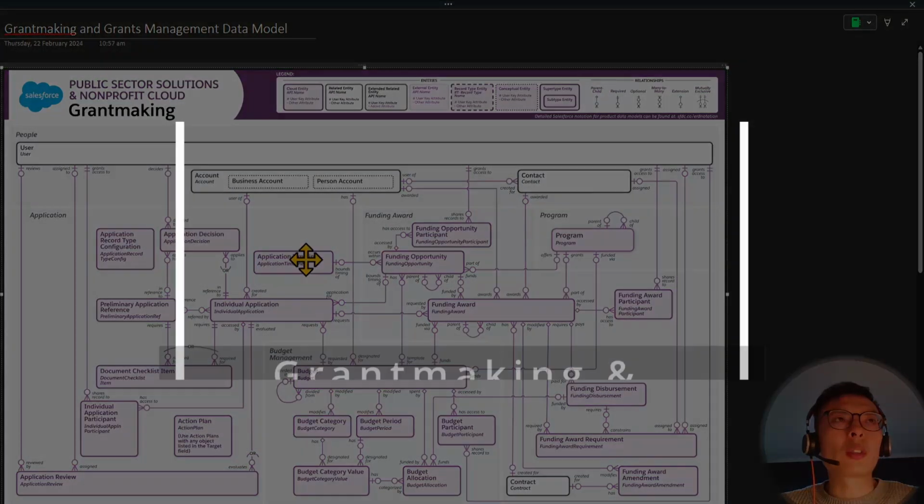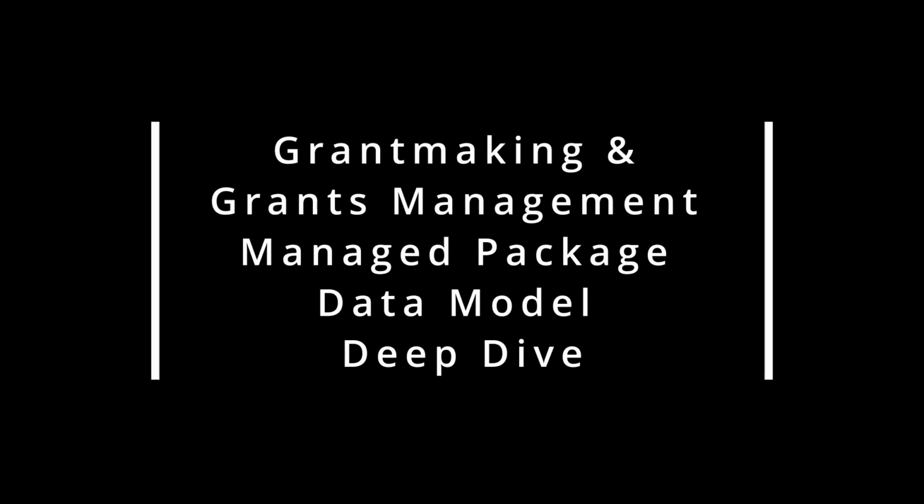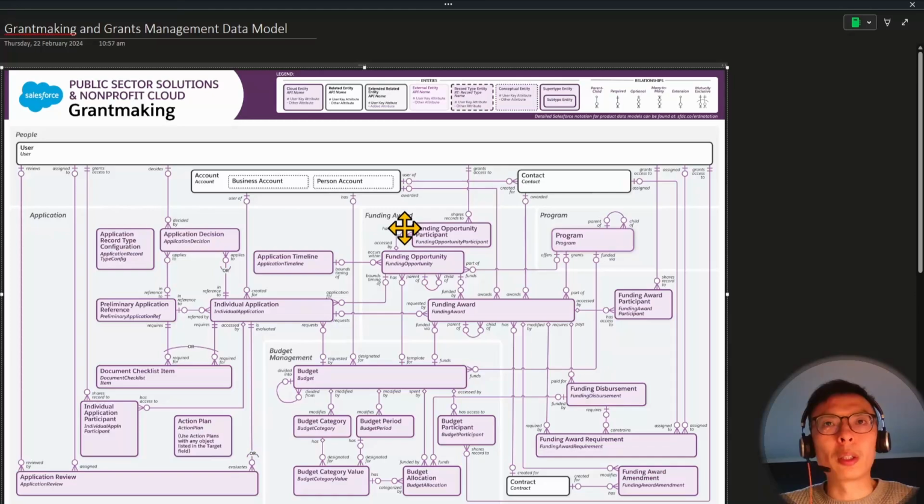All right, let's take a look at the data model for Grantmaking and grants management. This should make a lot more sense now, having gone through the examples and object models. So we'll start with the program object. The program object is associated with the funding opportunity. So the funding opportunities are basically the grants that are available underneath a program.